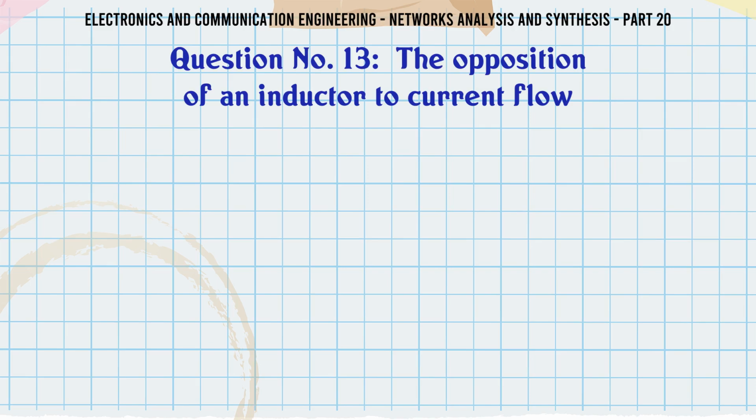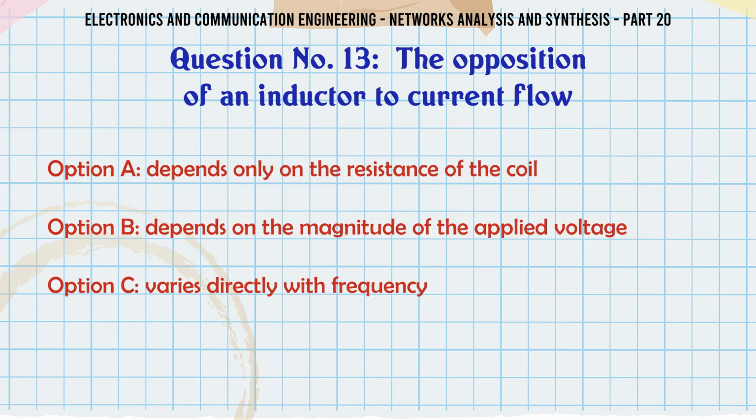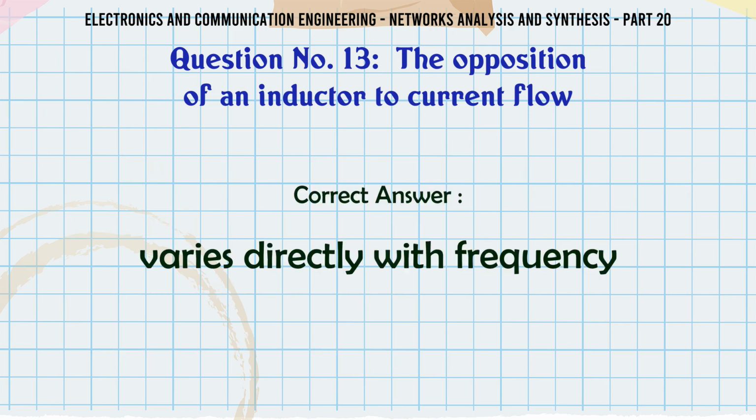The opposition of an inductor to current flow: A. Depends only on the resistance of the coil. B. Depends on the magnitude of the applied voltage. C. Varies directly with frequency. D. Varies inversely with frequency. The correct answer is varies directly with frequency.